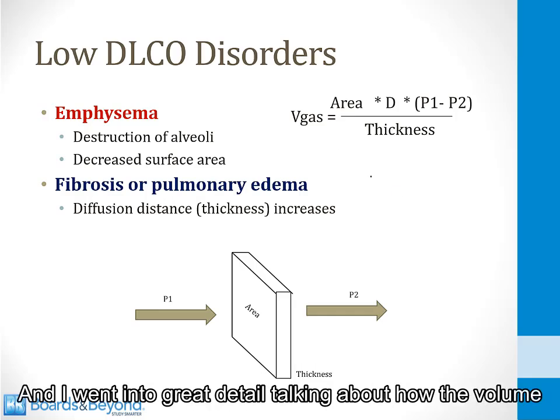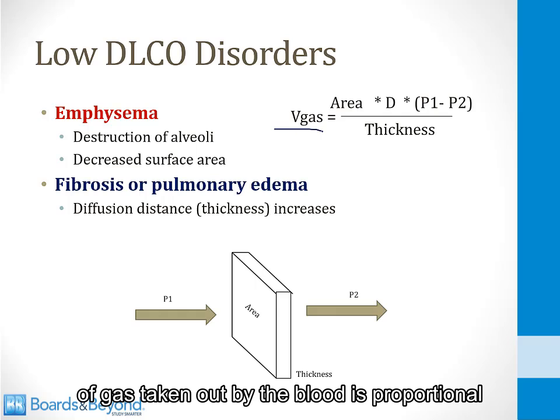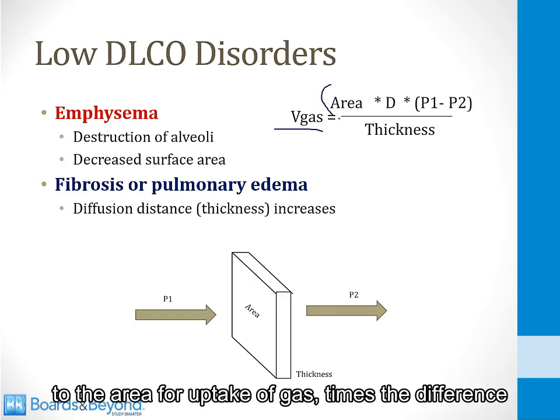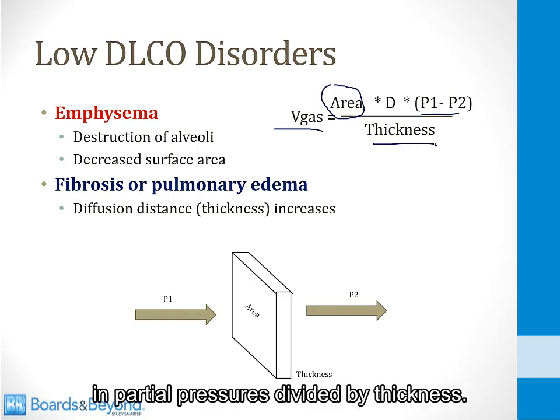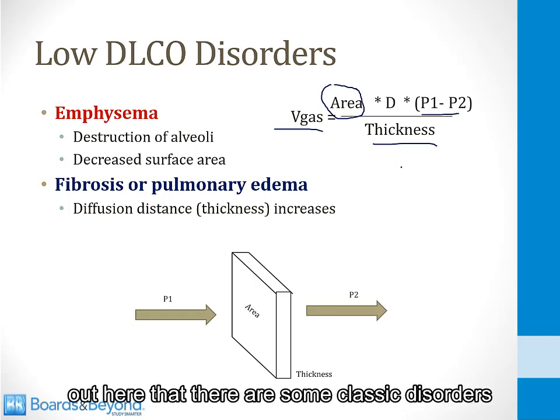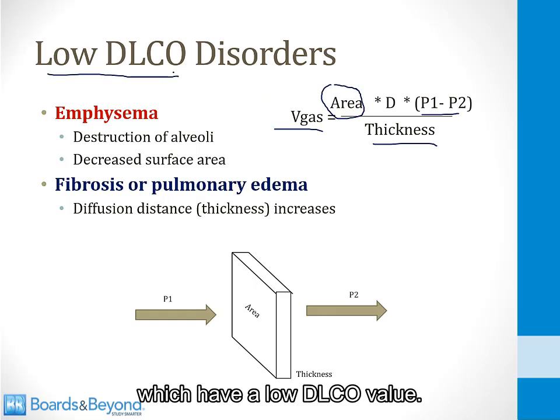And I went into great detail talking about how the volume of gas taken up by the blood is proportional to the area for uptake of gas times the difference in partial pressures divided by the thickness. I won't go into all that now, but I will point out here that there are some classic disorders which have a low DLCO value. Those disorders are all associated with diffusion impairment.